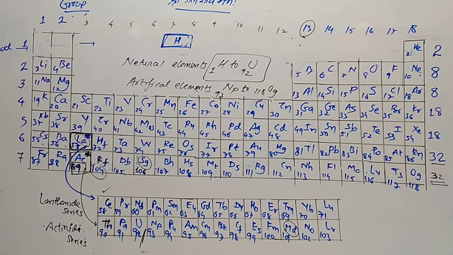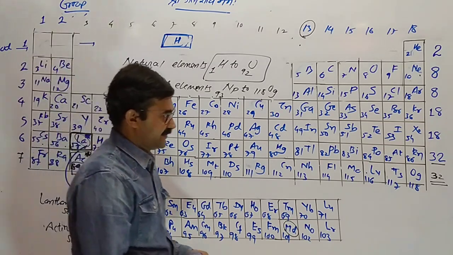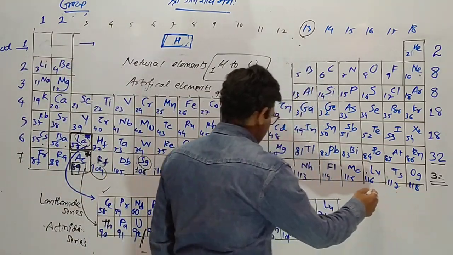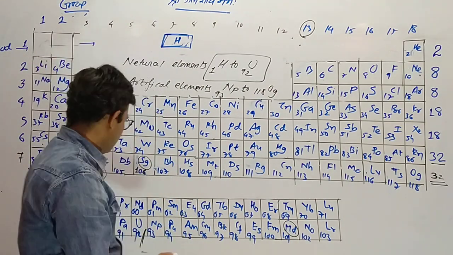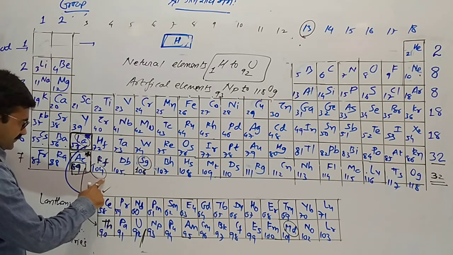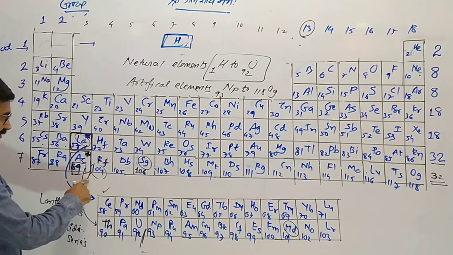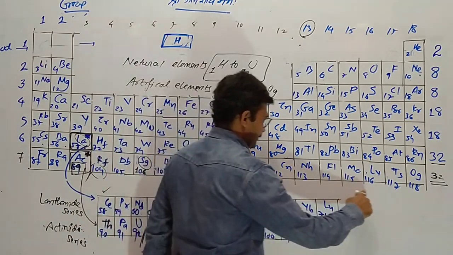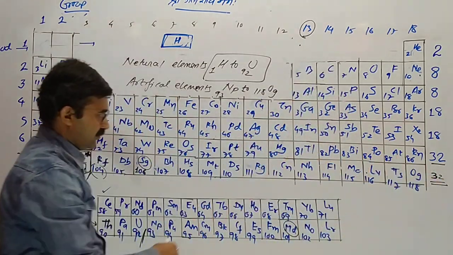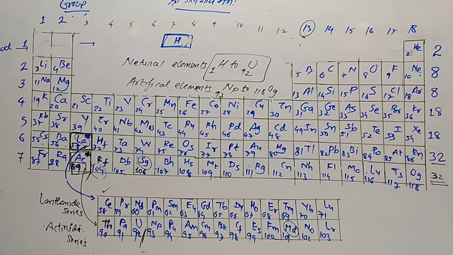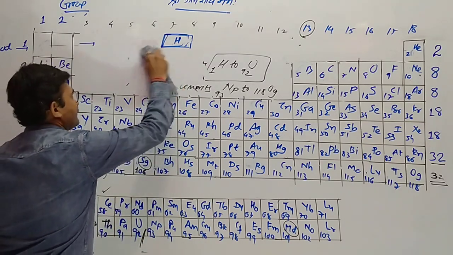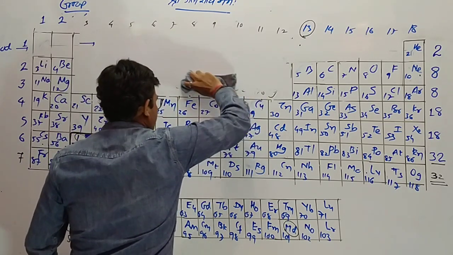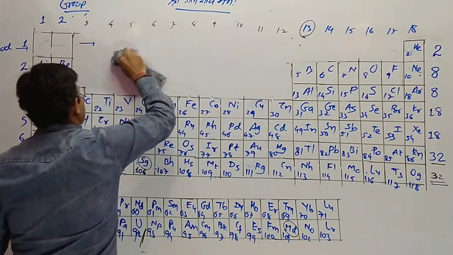Understood? Okay, one by one. In the last lecture I gave you a trick. The last line was not taken, intentionally, because elements from here: 89 is natural, but from 104 up to 118 all are man-made and artificial. The sentence slip is not taken. Once again, our trick. Yes, I am repeating our trick.